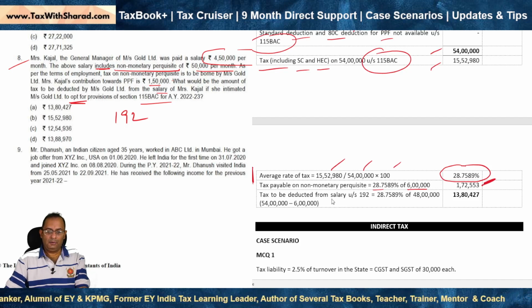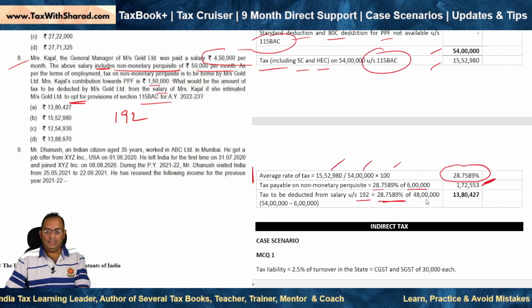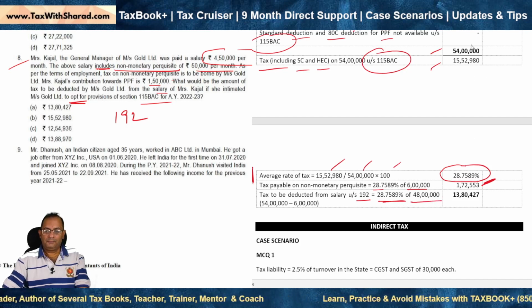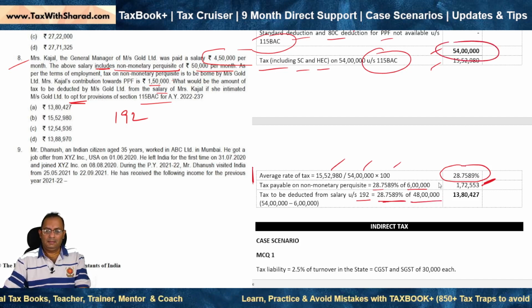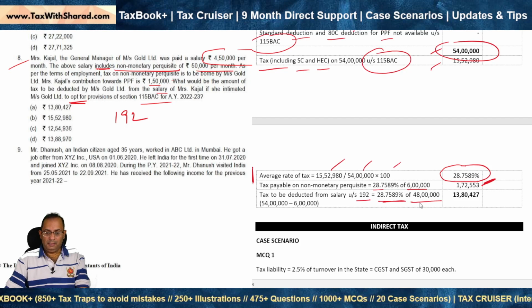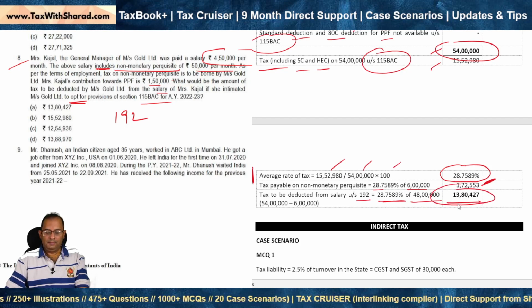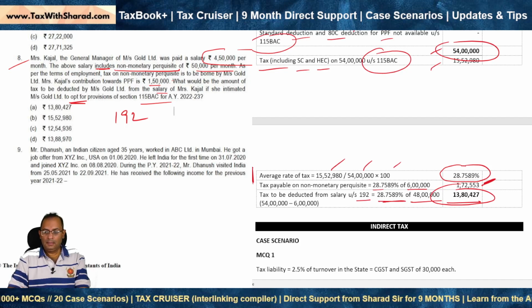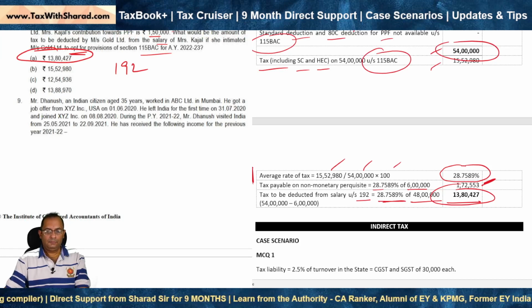So this becomes the amount, and tax to be deducted from salary is at the same rate on 48 lakh, which is 54 lakh minus the 6 lakh on which the employer has borne the tax. So 48 lakh is something on which the TDS needs to be deducted under section 192 from the salary income which is being paid, and this comes to 1380427. So 1380427 is the answer to this question.